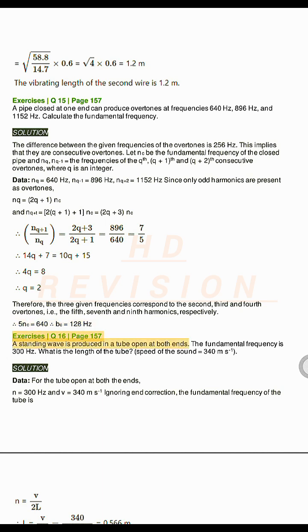Exercises Q16, page 157. A standing wave is produced in a tube open at both ends. The fundamental frequency is 300 Hz. What is the length of the tube? Speed of sound equals 340 meters per second. Solution. Data. For the tube open at both ends, N equals 300 Hz and v equals 340 meters per second. Ignoring end correction, the fundamental frequency of the tube is.